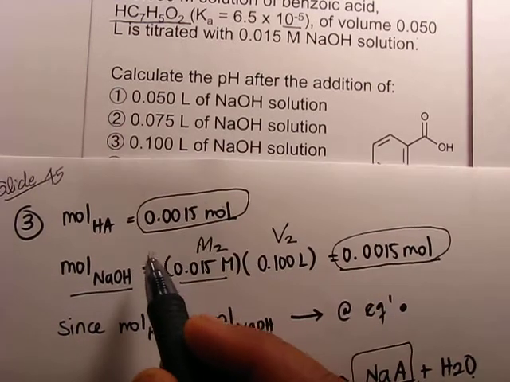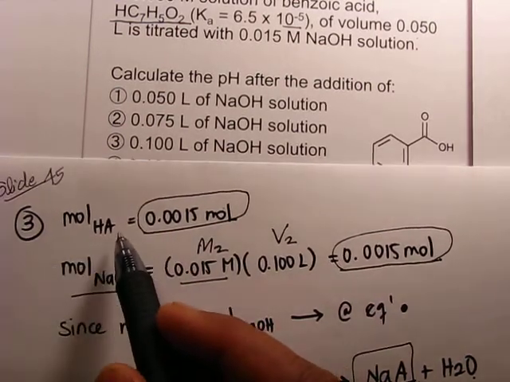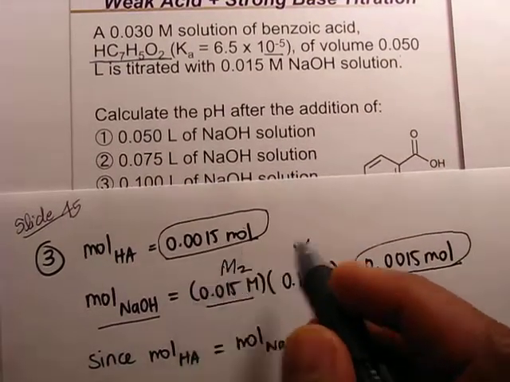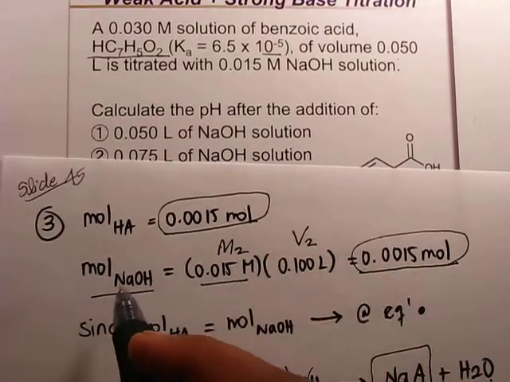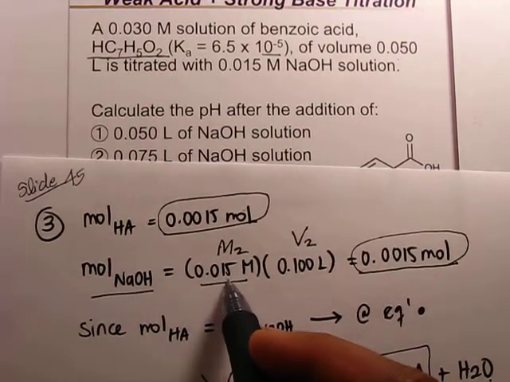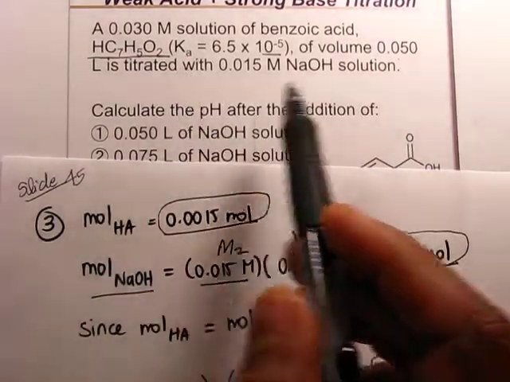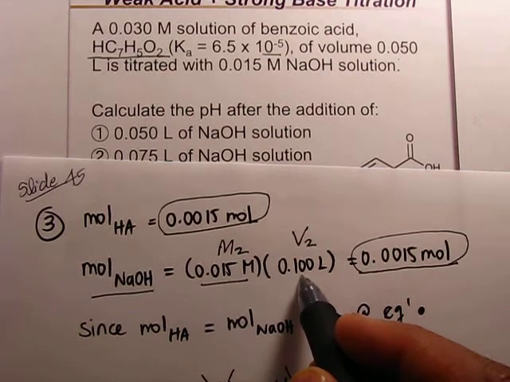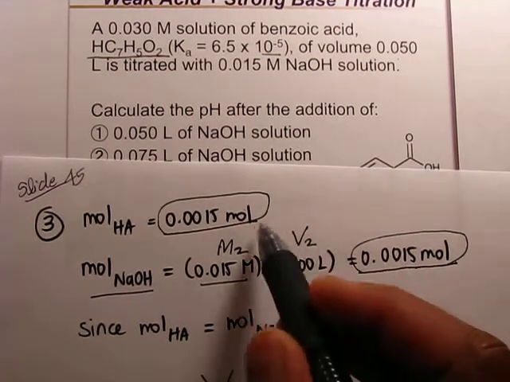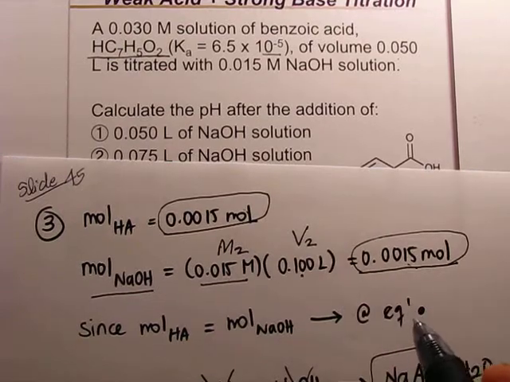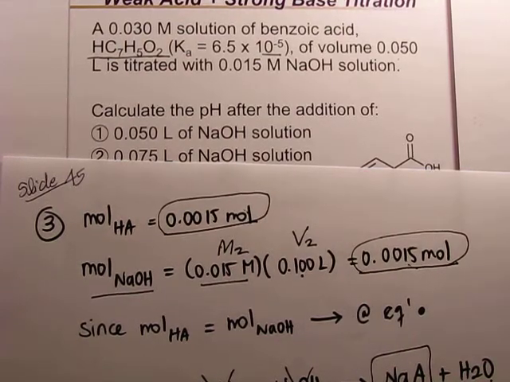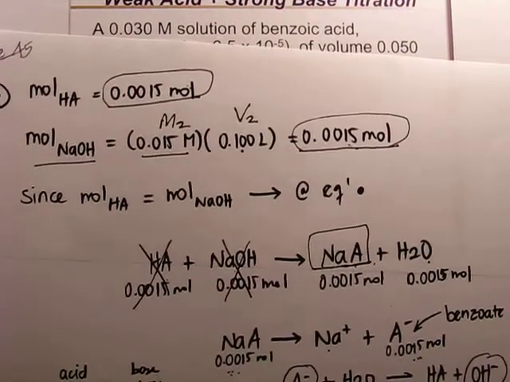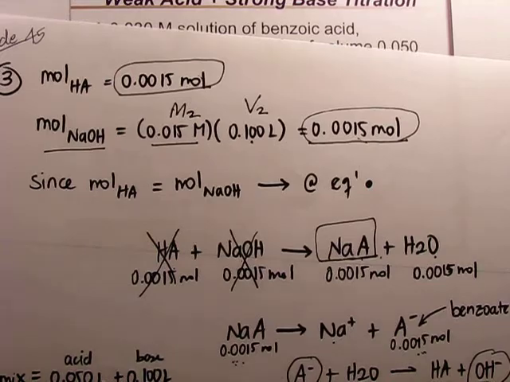0.1 liter means moles of NaOH. Moles of weak acid we have already found out, which is 0.015 mole. Now we will find out how many moles of NaOH we have. So 0.015 mole of NaOH, and this is the volume of NaOH, total this much. So now you can see moles of acid and moles of strong base are the same.